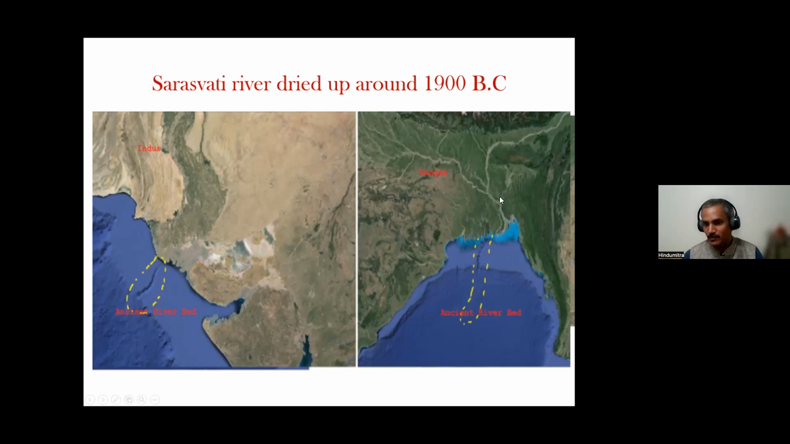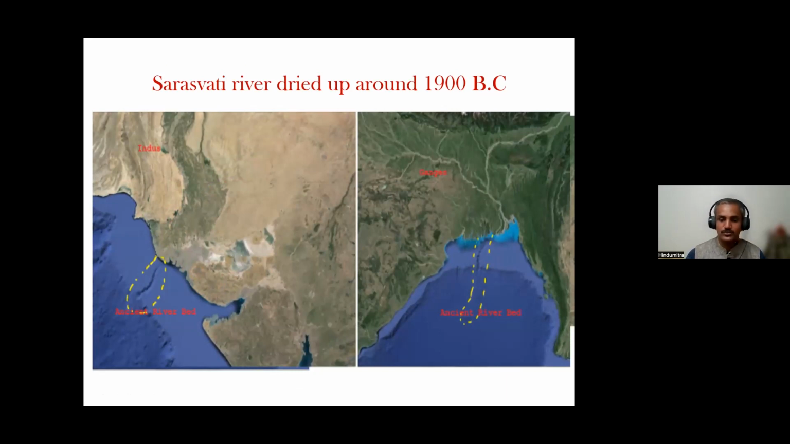This is from the Brahmaputra and the Ganga River, which once used to flow in full force and created this valley on the eastern side. And this is from the western side of India. So this is about the scientific, archaeological evidences.